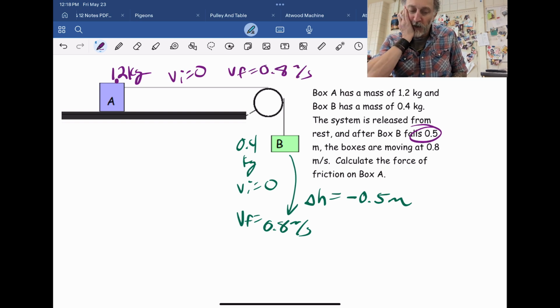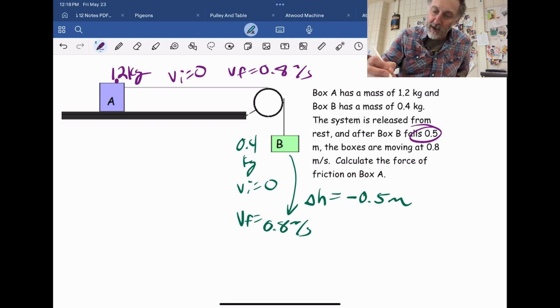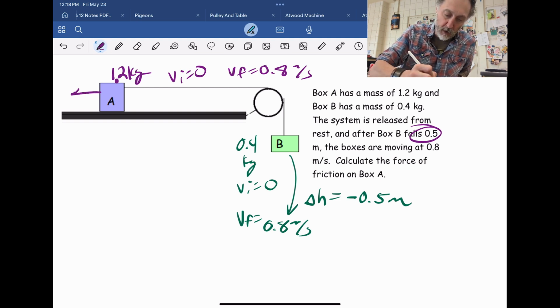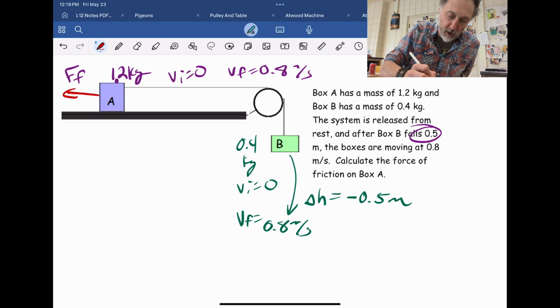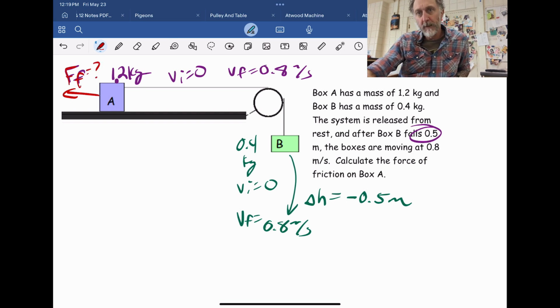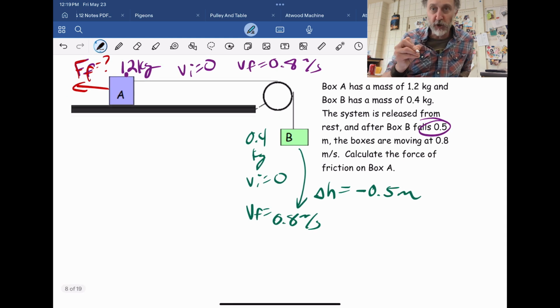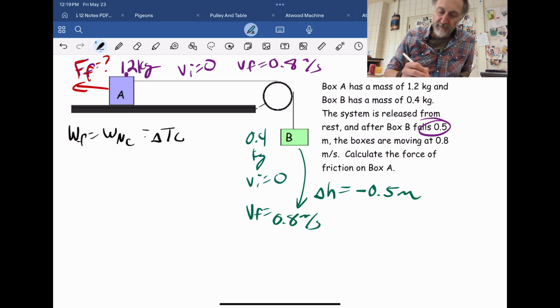Okay? And so what we're trying to do is find the force of friction on box A. So that's what we're trying to find. All right, so here is what we are going to do. I'm going to take advantage of the fact that friction is my only non-conservative force here. So the work of friction is the work of non-conservative forces, and that's my change in total energy. And my change in total energy is my change in kinetic energy plus my change in GPE.